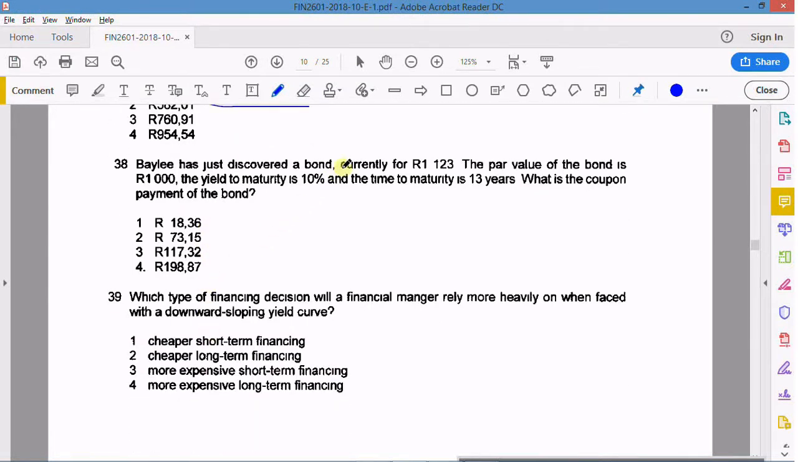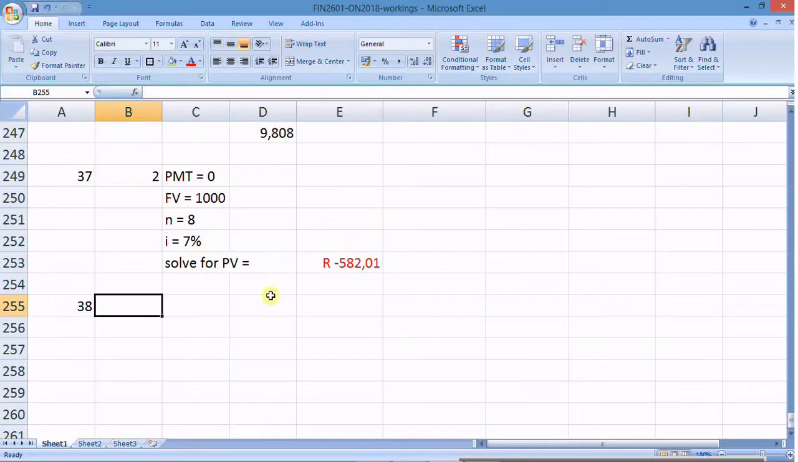Okay, B has just discovered a bond currently selling for that, so that's PV. Par value of the bond is FV. The yield is I. The time to maturity is N. What is the coupon payment? The future value is less than the present value, so that's a premium bond. Bonds can be trading at a premium or a discount. If the price is more, then it's a premium bond. So, future value.